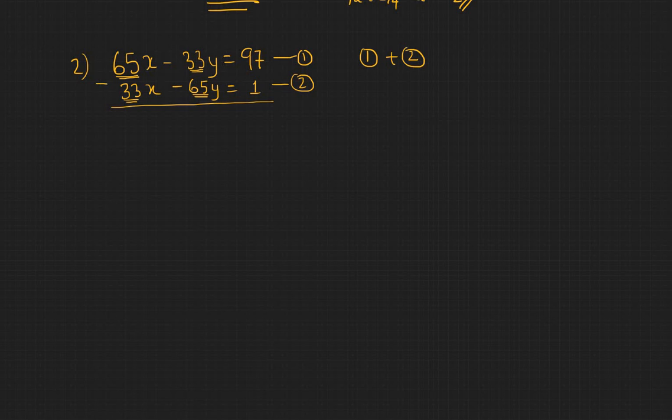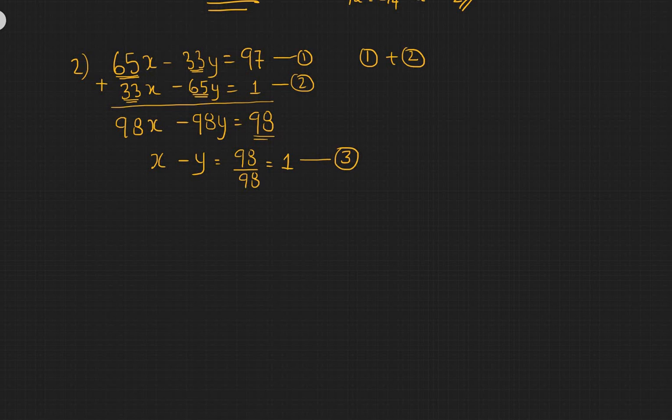So let's add them up. If you add them up, you get 98x minus 98y equal to 98. I mean, this need not be 98, this could have been something else, but then you can do x minus y would be equal to 98 by 98, and that's equal to 1. So that looks a much simpler equation, right? So this is equation 3 that we have. So 1 plus 2 gives us this.